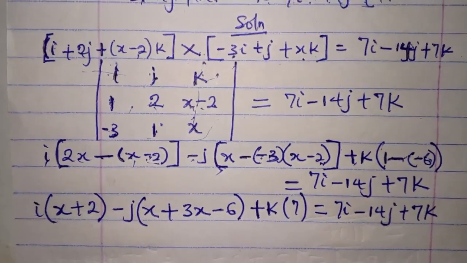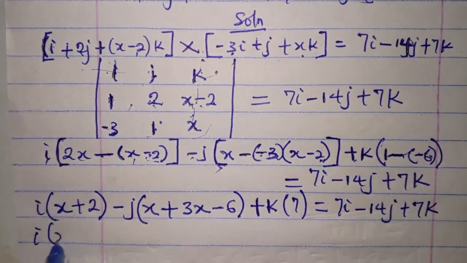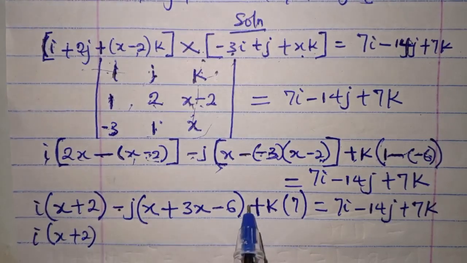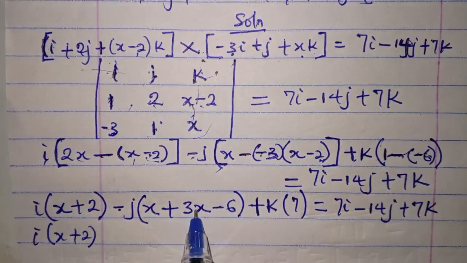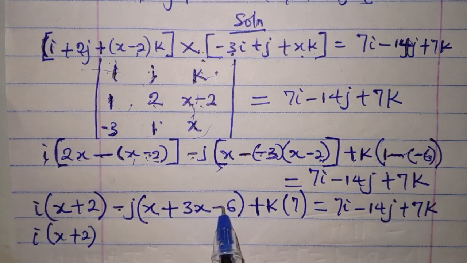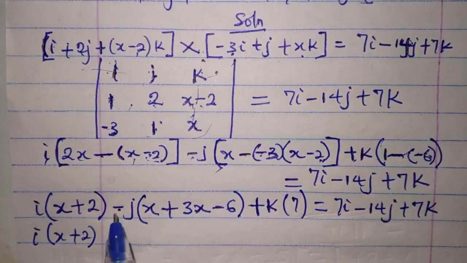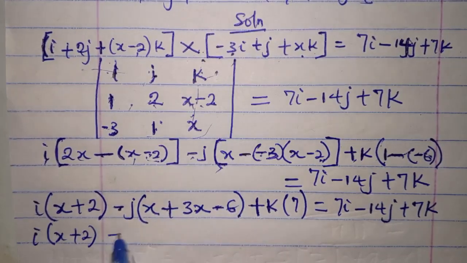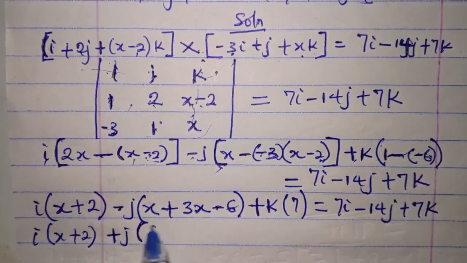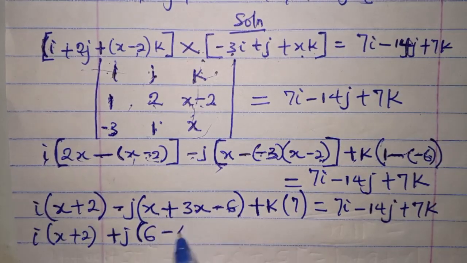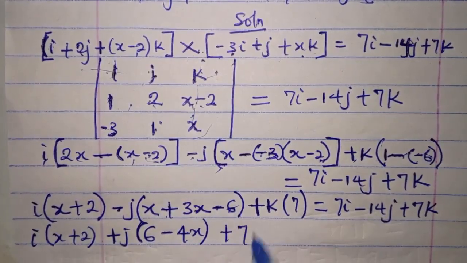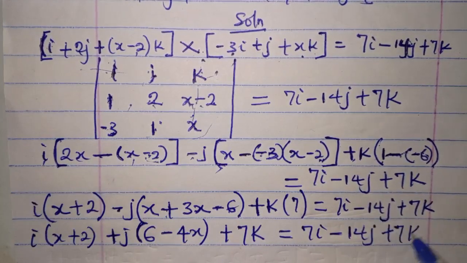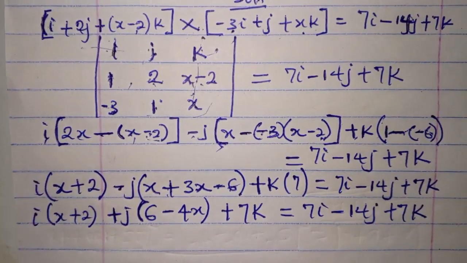Okay, so we have this i into x plus 2, right? I want to take this minus inside, right? x plus 3x is 4x. Okay, so we'll be having 4x minus 6. If I send this minus inside, it will now be 6 minus 4x. You get it? So we have it plus j into 6. The 6 becomes positive and the 4x becomes negative. Then plus 7k equal to 7i minus 14j plus 7k. So let's now compare coefficients.